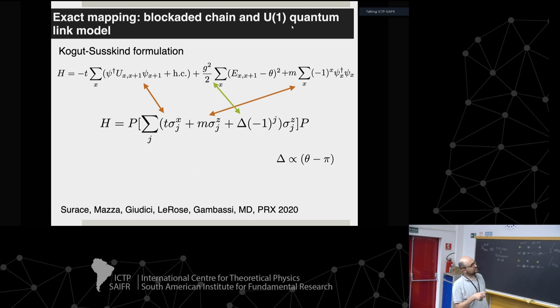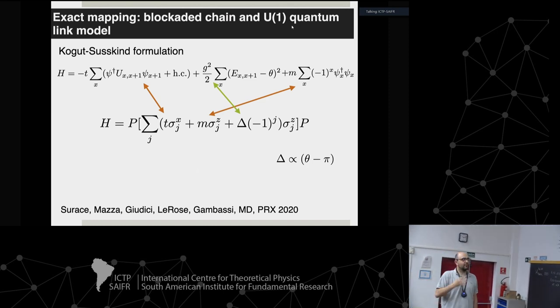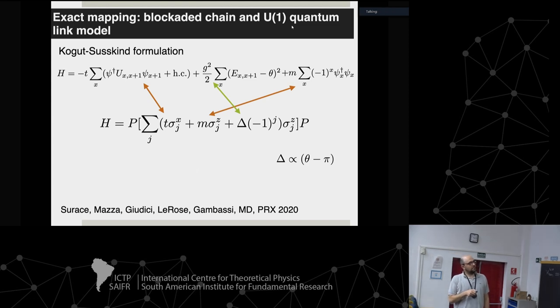The coefficient of this detuning, delta, is given by theta minus pi. So this implies that the experiments did not realize just the Schwinger model, they realized the Schwinger model with a topological angle pi. Then the mass term, instead, maps into something which is a constant, so it loses the staggering factor, which is exactly our detuning. So the detuning in the experiment corresponds to the mass of the electrons and the positrons.